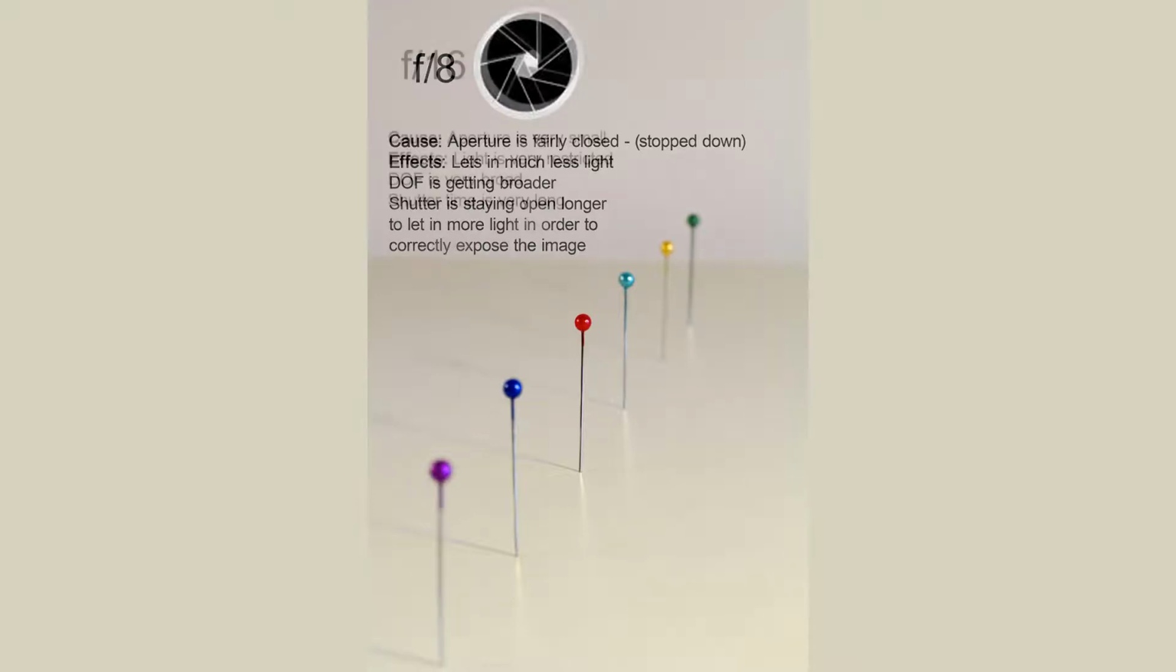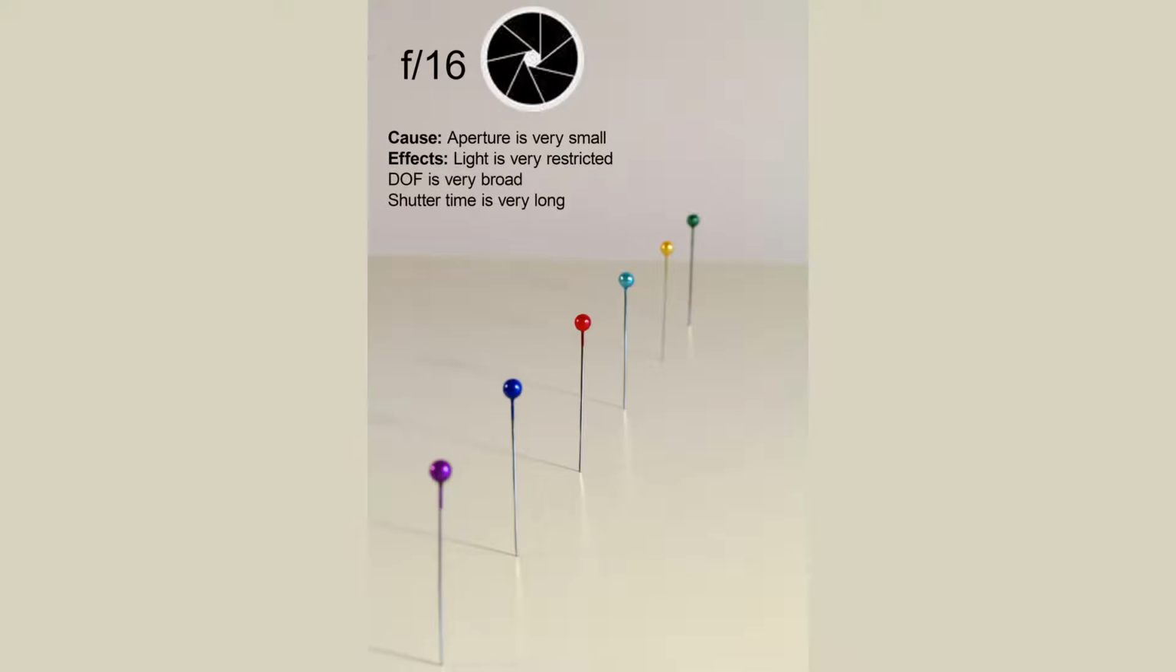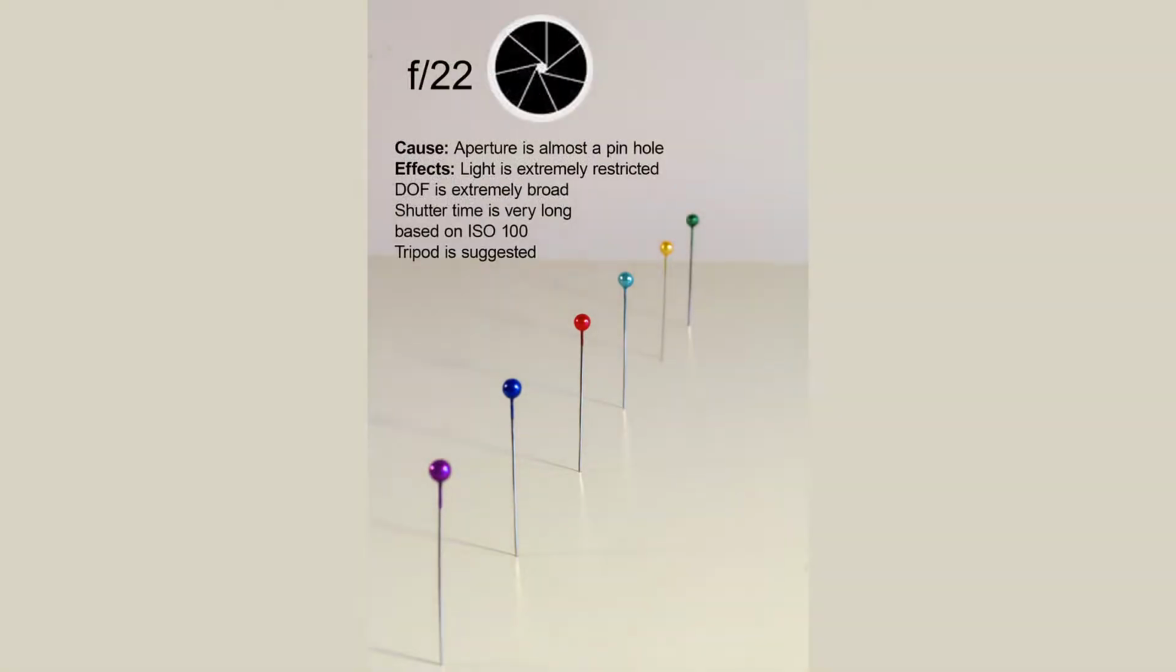As we move to F16, things are becoming quite sharp and quite clear. The only ones out of focus really are the one in the very front and the one at the very back. The other ones are pretty sharp. As we move to F22, they're all very clear. Because I'm using a 50 millimeter short lens, even at F22, it created slight blur on my first pin and my last pin.